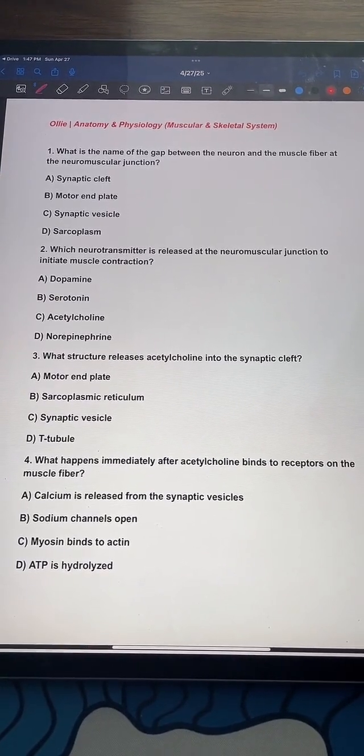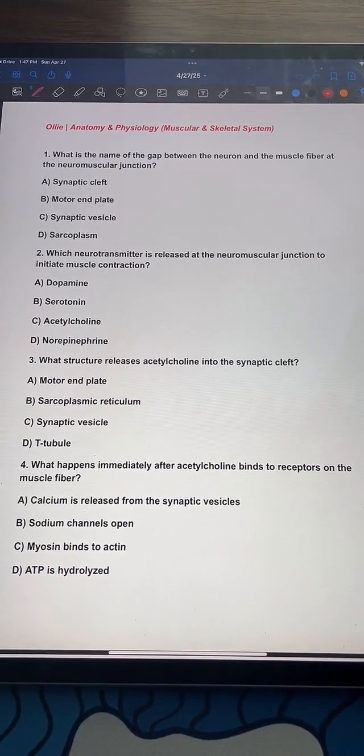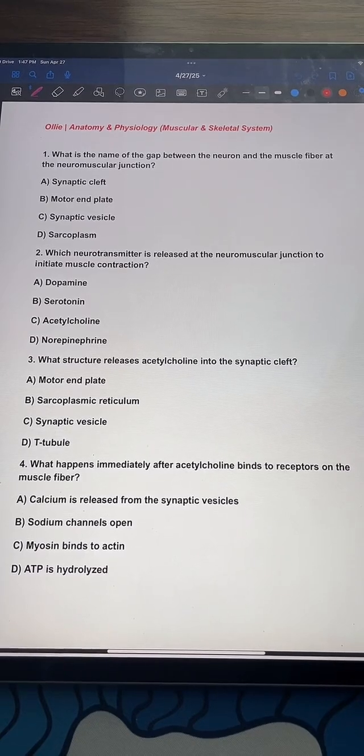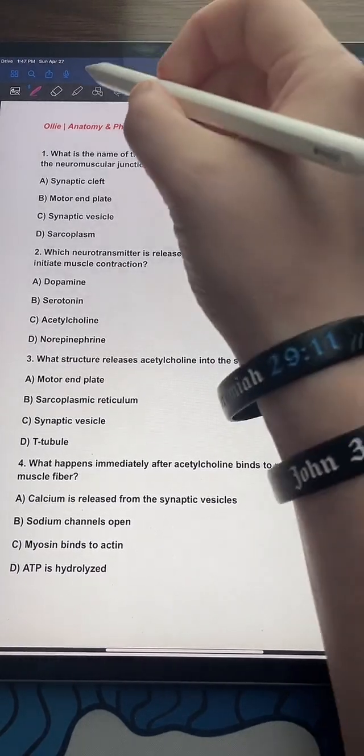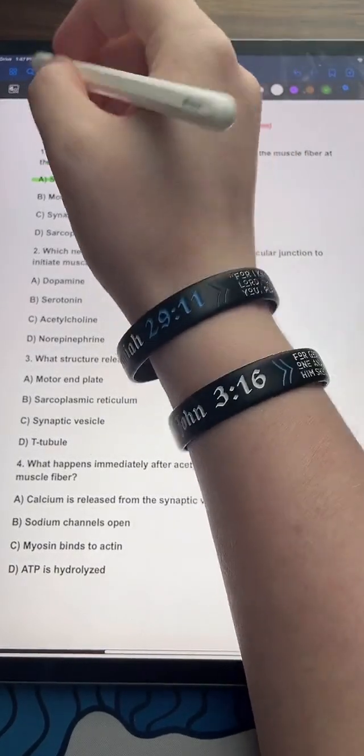Okay. Number 1, what is the name of the gap between the neuron and the muscle fiber at the neuromuscular junction? The answer is A. It is the synaptic cleft.